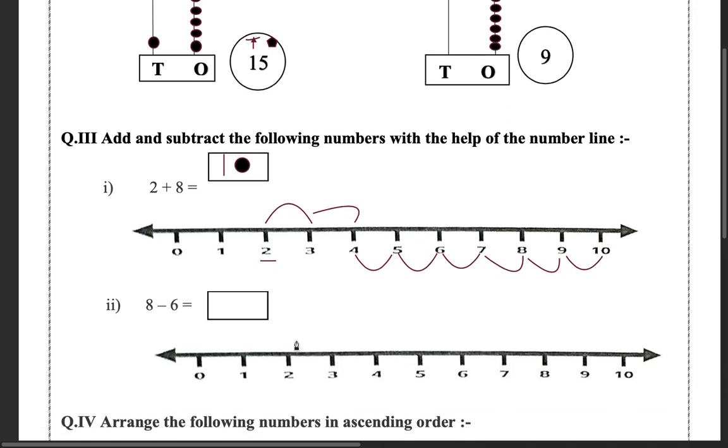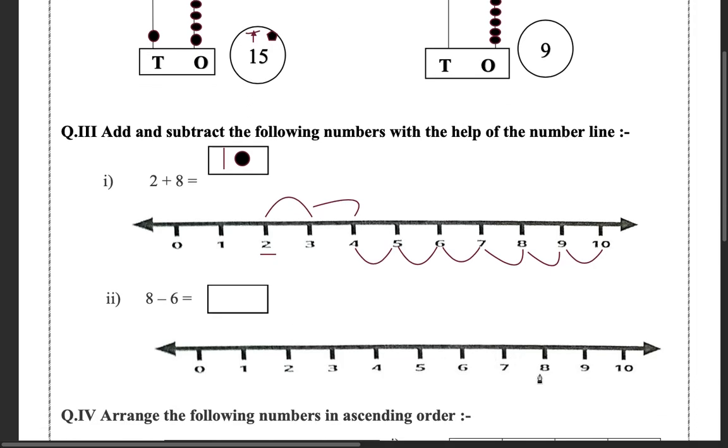Next is 8 minus 6. This is number 8. So 6 in backward position. 1, 2, 3, 4, 5 and 6. So 8 minus 6 is number 2.